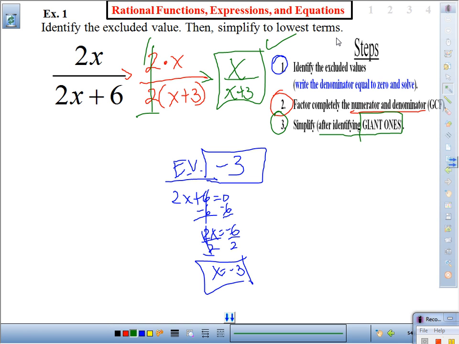That's simplest form. So we did two things. What was the first thing? Excluded value. What is the second thing? To lowest terms. Now, why do we need to lowest terms? Because today we're adding and subtracting rational expressions, and I want to make sure that you understand how to simplify because they're going to ask to simplify to lowest terms. Okay? But the key words here are number one, excluded values, and number two, factor completely to simplify. Okay?